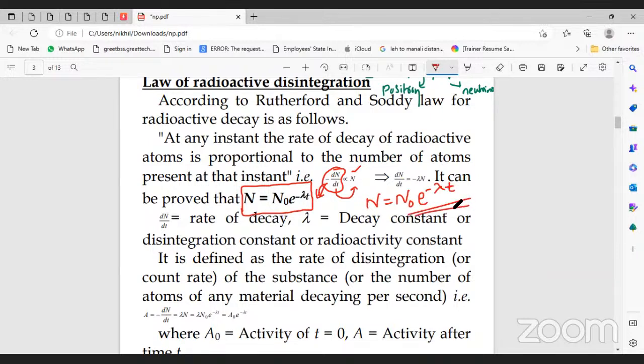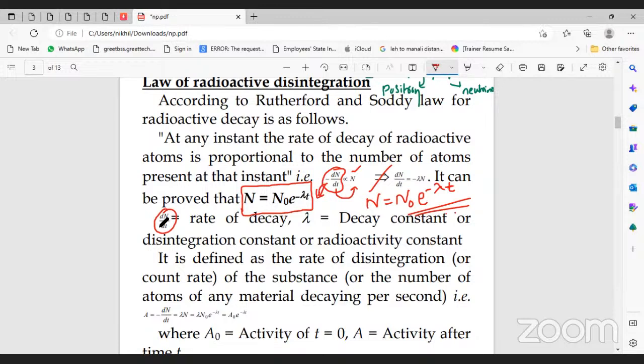So what is the formula for the number of atoms remaining in the sample? N is equal to N naught into e power minus lambda t, where lambda is a constant called the decay constant, t is the time, N naught is the initial number of atoms, and this N is the number of atoms remaining in the sample after disintegration. Now if you calculate the rate of disintegration, dN by dt tells how many atoms disintegrate in a time of dt seconds.